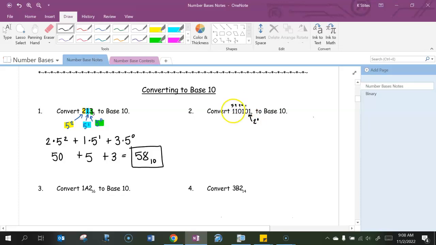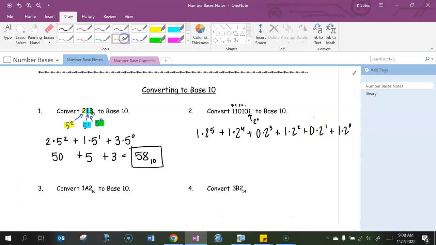We're going to do our 1 times 2 to the fifth, plus another 1 times 2 to the fourth, plus a 0 times 2 to the third, which technically you can get rid of since that's a 0, plus 1 times 2 to the second, plus 0 times 2 to the first, which again we can disregard, plus finally our last one times 2 to the 0. Then we're going to evaluate that. This will be 32 plus 16 plus 4 plus 1, and that should be 53 base 10.